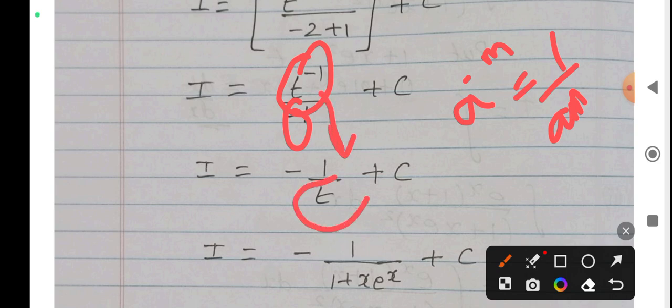So I substitute the t value, children. So it's only the substitution method. So t we substituted, we are getting minus 1 by 1 plus x e power x plus c.